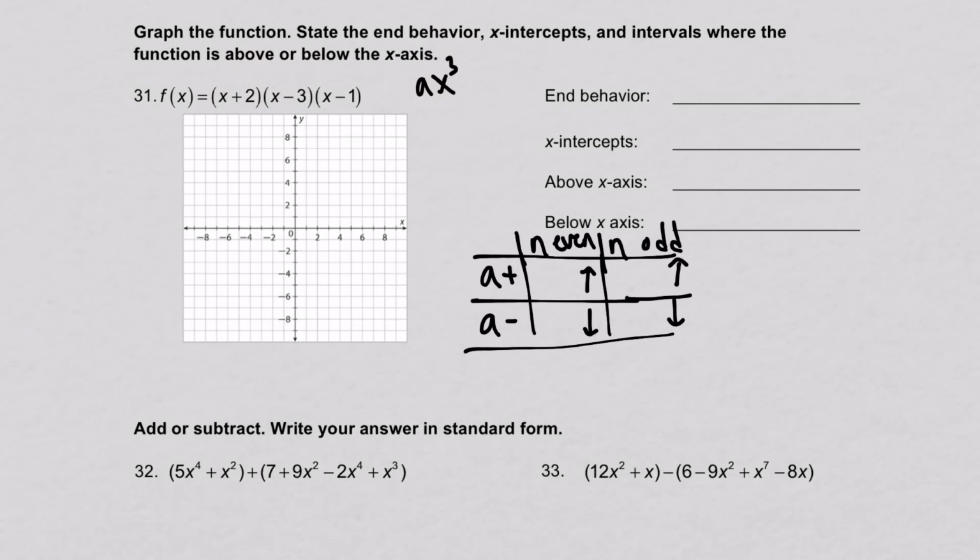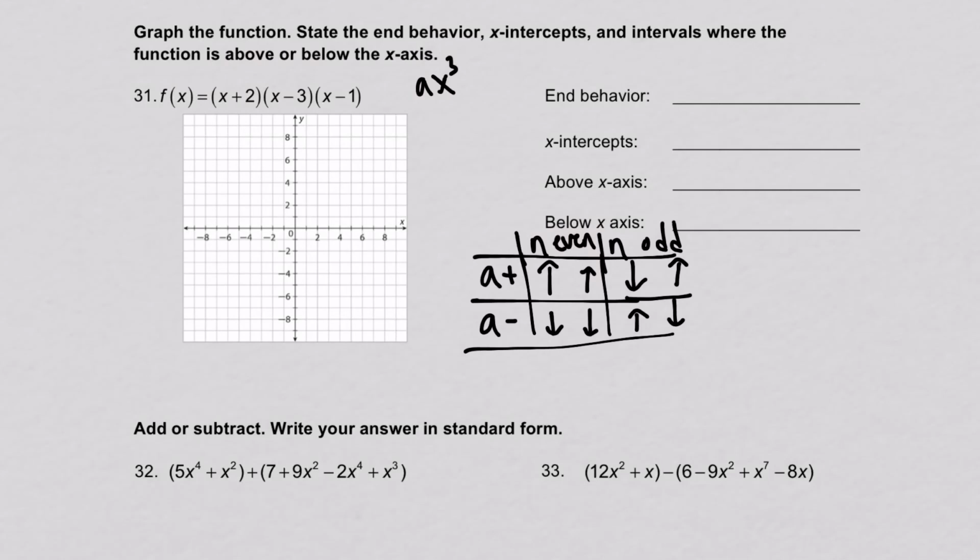Another thing you can fill out really quickly: when n is even, the end behavior will repeat. If it's going up that way, then it's going up at the beginning as well. It's going to be up and up. And for a negative, it's going to be down and down because n is even. For n odd, they're going to be opposites. If it's going up on one side, then it's going down on the other side, and vice versa. So that one's going to be down and up, and this one's going to be up and down. That's how easily you can come up with that table. Practice coming up with that table, and it'll help you a lot with the end behavior.